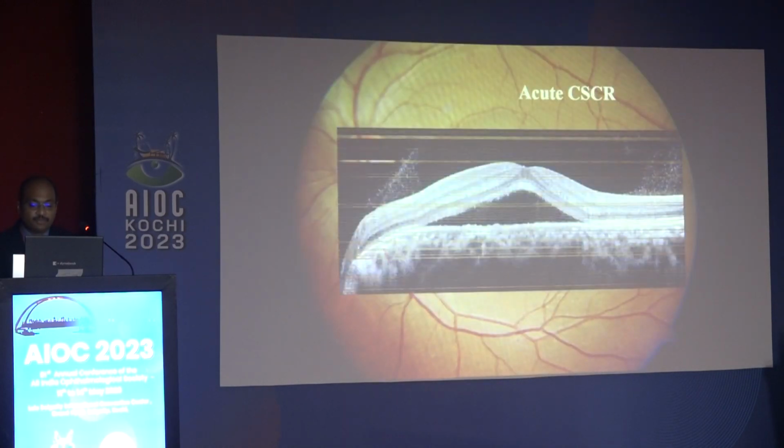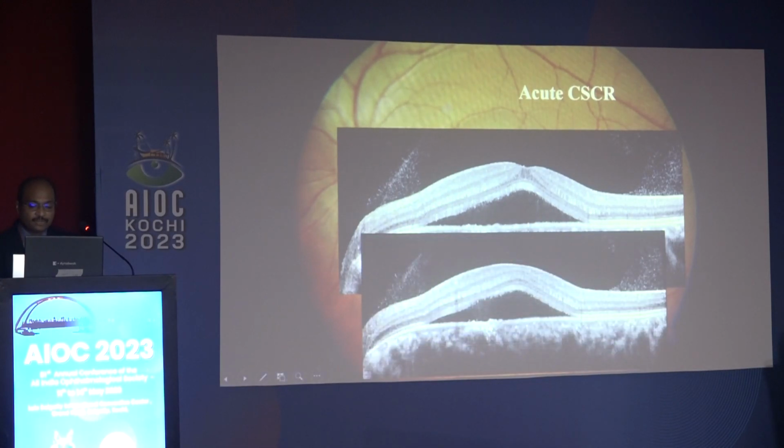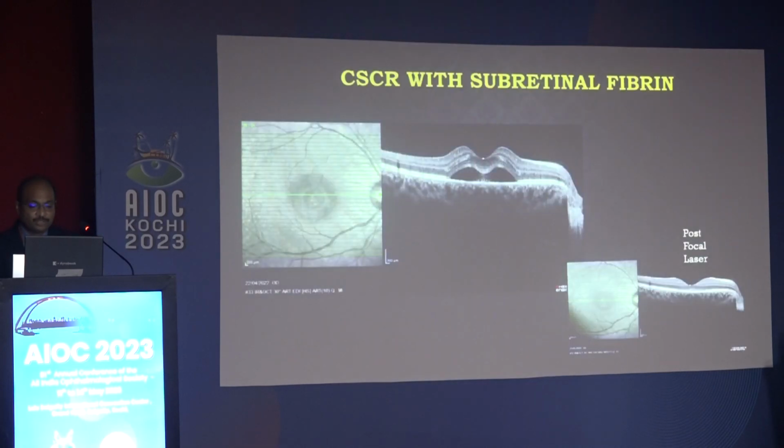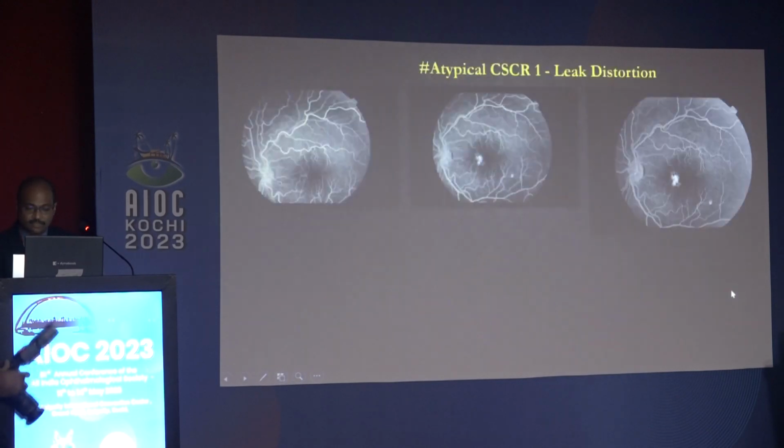Another typical example of acute CSR where there's elevation. Look here at this RPE. It is a little hyperreflective here, and there's a large bore vessel, called a pachyvessel, out here. And this is the typical classic smokestack appearance that we come to associate with CSR. And this is subretinal fibrin out there. With just a focal laser, it settles down very well.